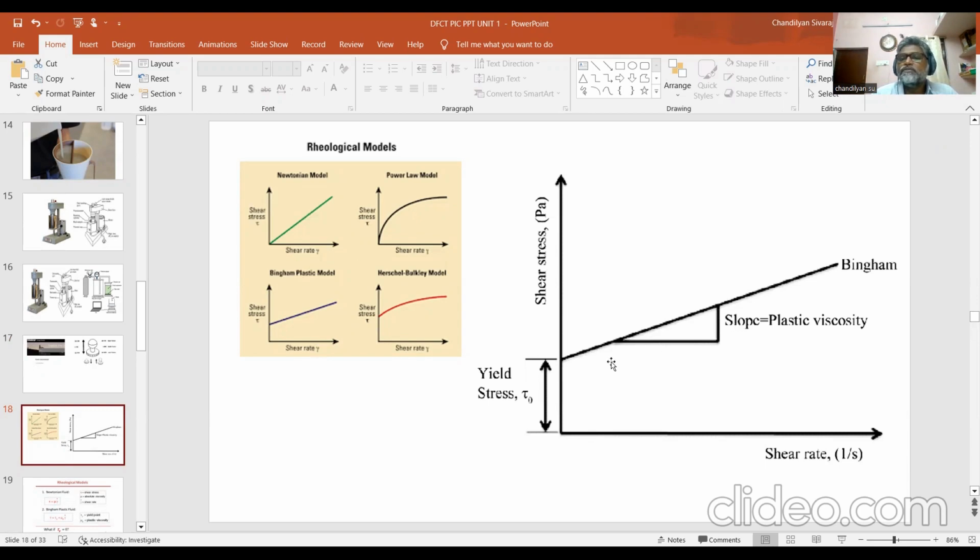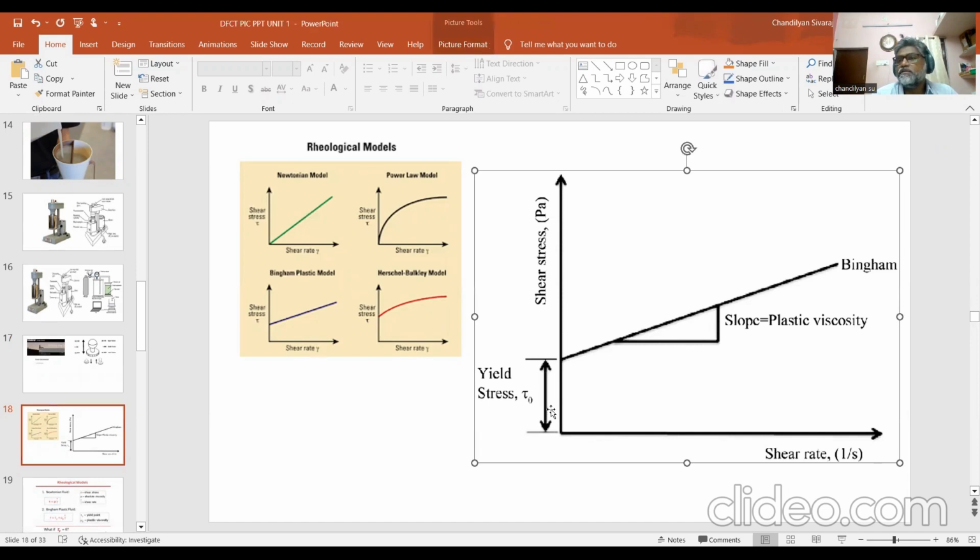The slope is called plastic viscosity, and in y equals mx plus c, m is plastic viscosity. The intercept c is called yield point or yield stress. Okay, this point, yield point. Now, a fluid which obeys Newton's law is called a Newtonian fluid, and a non-Newtonian fluid model is called the Bingham plastic model.